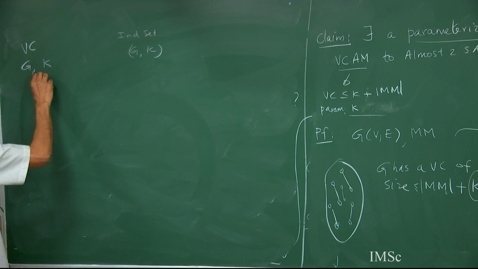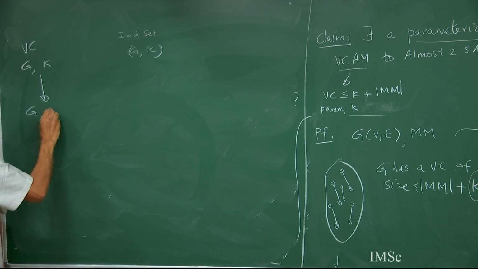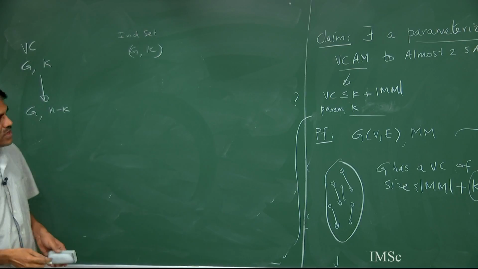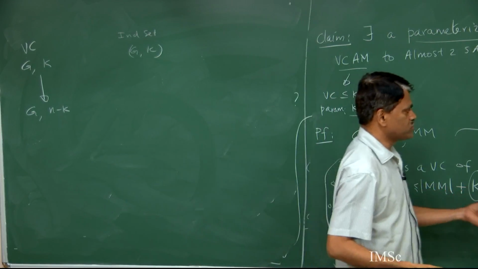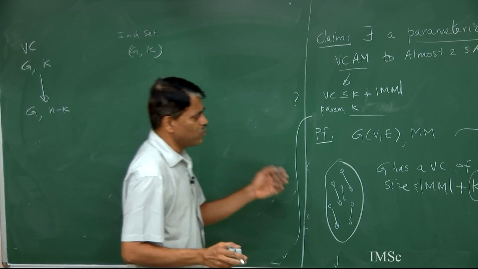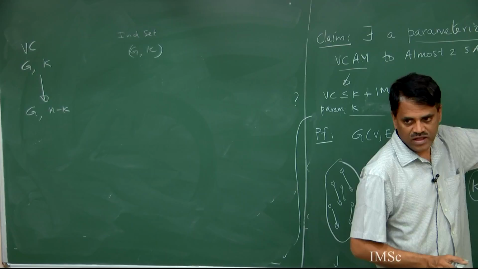So you can reduce from (G, k) to (G, n minus k). G has a vertex cover of size k if and only if it has an independent set of size n minus k. That's not a parameter preserving reduction, because k's purity is not preserved. You mix it with the input size n and so on. Whereas here this k goes to k, so it's a parameterized reduction. k need not necessarily go even to k, but some function of k is fine.